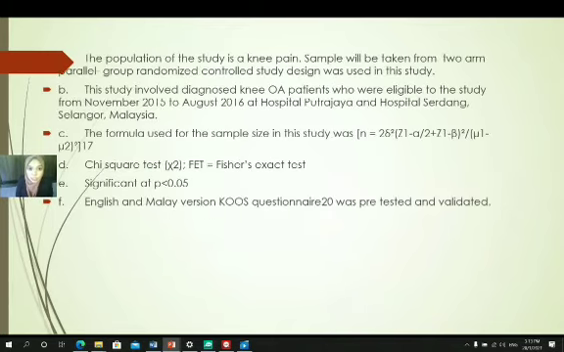Actually, the population of the study is knee pain; the sample will be taken from two unpaired random control studies. This study involves knee OA patients from Hospital Jaya and Hospital Sedang, and we also use a formula for the sample study. Alright, and we also use the Fisher exact test, significant at p less than 0.05, and we also use the English and Malay version of the KOS questionnaire, which was pre-tested and validated.